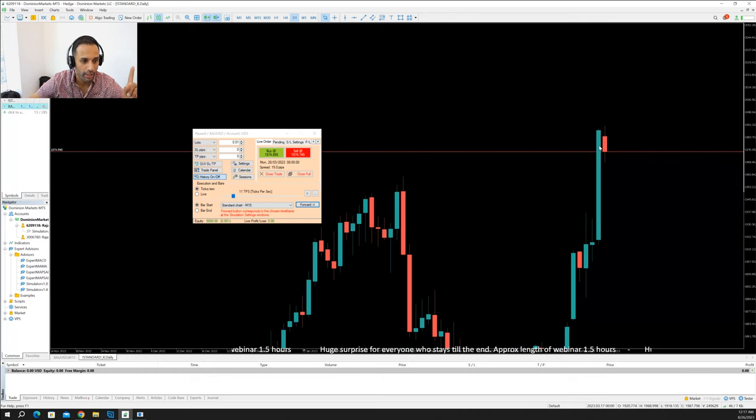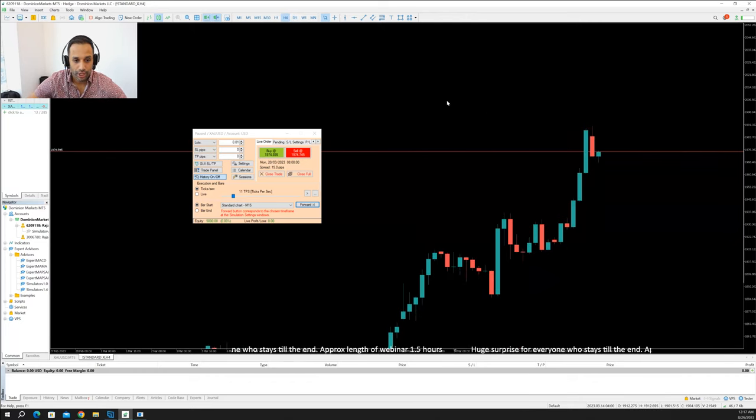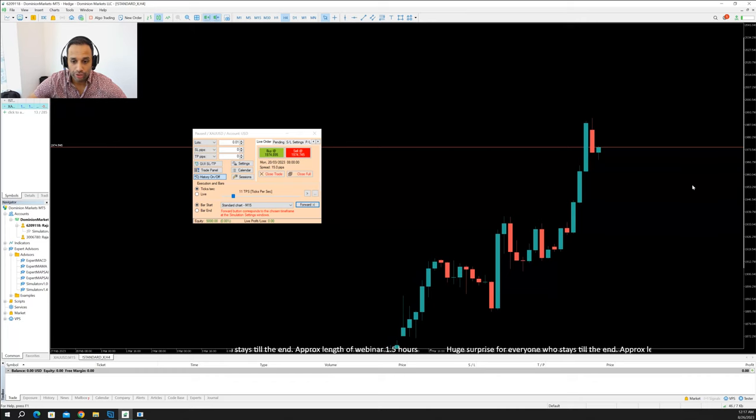Step number one is to identify the trend. And the trend on the daily is bullish at this point. That's it. We don't ask, okay, if it's bullish, where should we go? What should we do? No. Now we're going to look at the 4-hour time frame, right? The 4-hour time frame trend is also bullish.